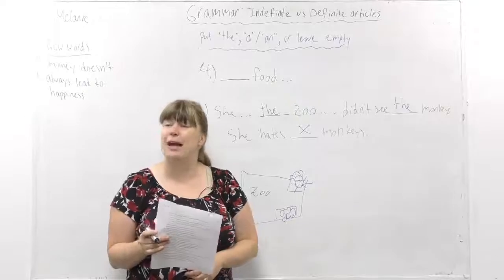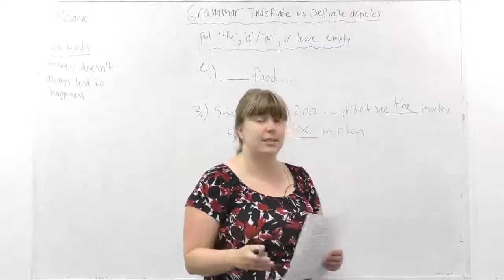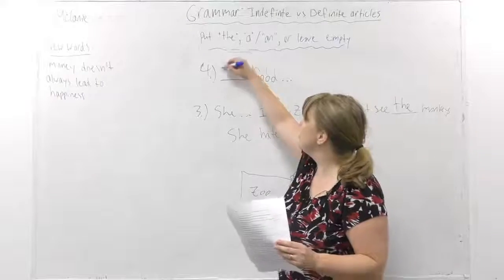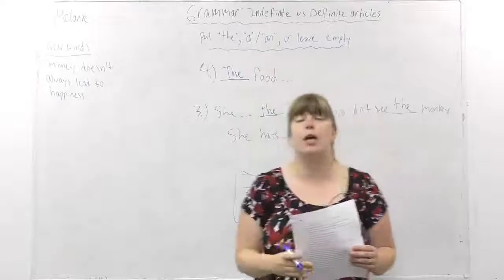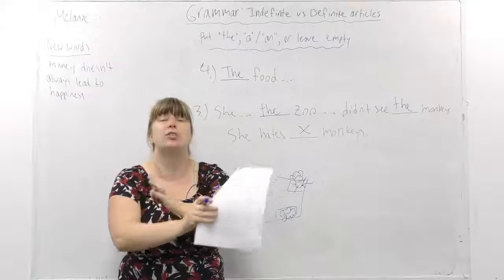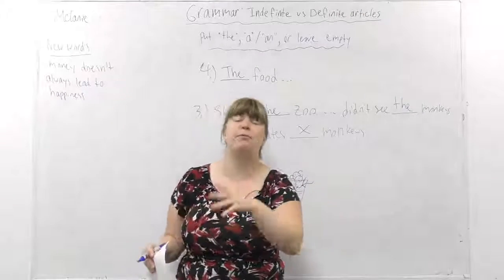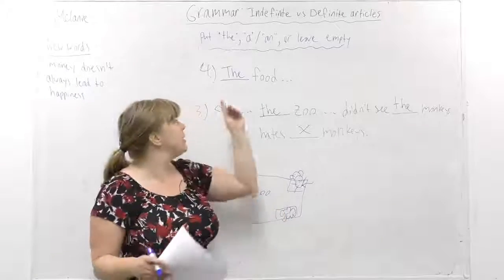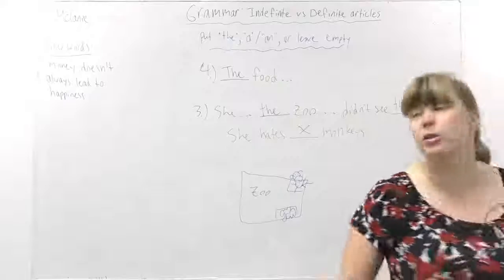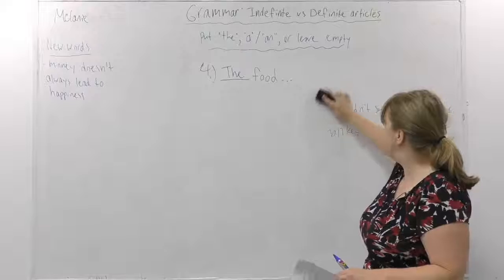So, type in your answers now if you can. And we have an answer. Someone said, the food. Excellent. So you won't like that restaurant. The food at the restaurant is not good. So we're talking about one specific group of food at one restaurant. So we use a definite article. Okay, I think we have time for one or two more. Then that's going to be the end of our grammar practice for the day.